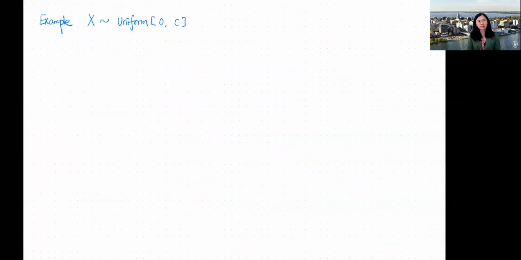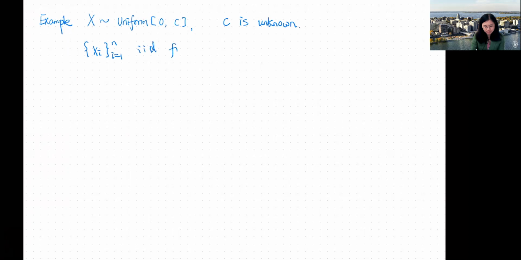Let's consider a different example. Suppose that X is uniformly distributed from 0 to c. So you know that this X variable is uniformly distributed from 0 to c, but you do not know c. c is unknown. Suppose you have collected a data set, x_i, i from 1 to n, that is an IID sample from the uniform 0 c distribution.